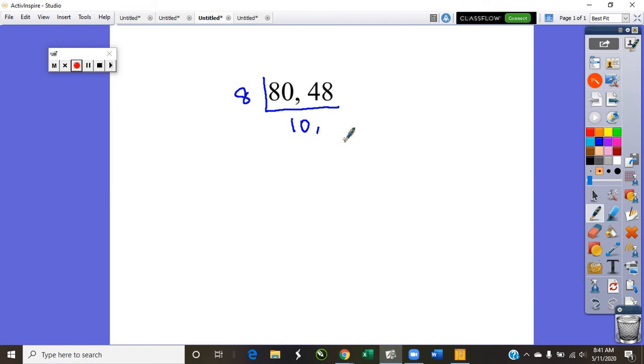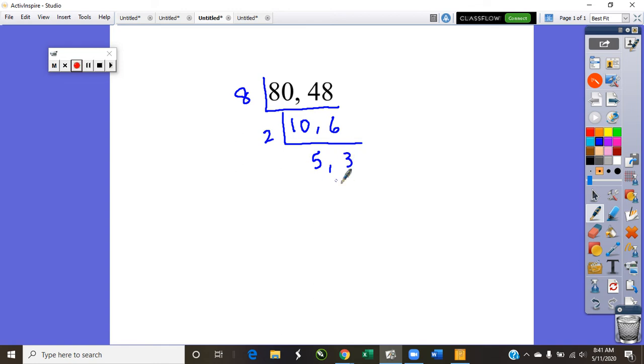10. 8 goes into 48 how many times? 6. Now, these both have another common factor, don't they? So let's write another division sign. Okay, what goes into both 10 and 6? 2. 2 goes into 10 5 times. 2 goes into 6 3 times.